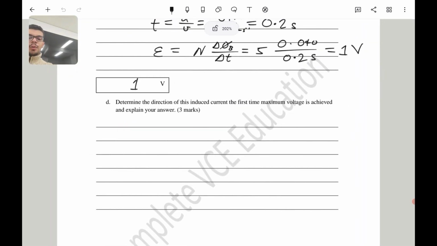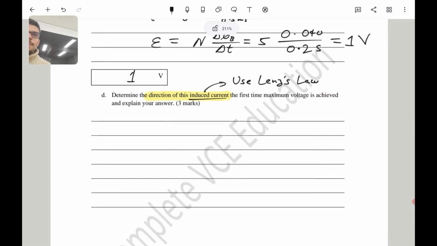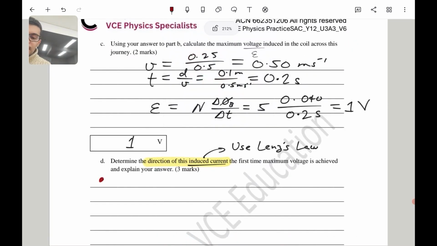Determine the direction of this induced current the first time the maximum voltage is achieved, and explain your answer. Again, guys, the steps for utilizing Faraday's law and Lenz's law will be put up on the screen. You guys can have a look, and I recommend you put those steps into your cheat sheet in case you get a 3 or 4 marker question like this. So here we know that we need to utilize Lenz's law, because Lenz's law relates to the direction of the current. We can't just use Faraday's law here because Faraday's law is too basic. All right, so let's get started.